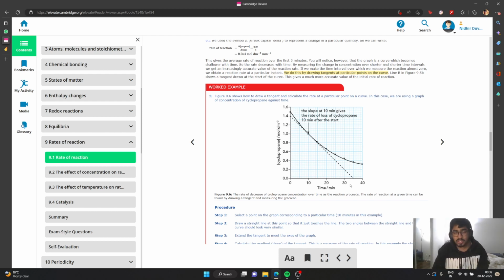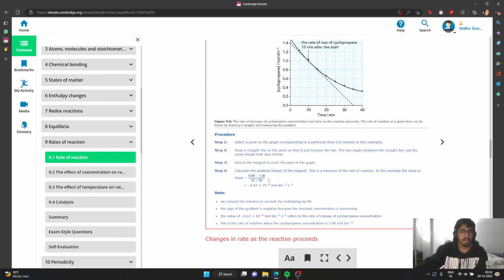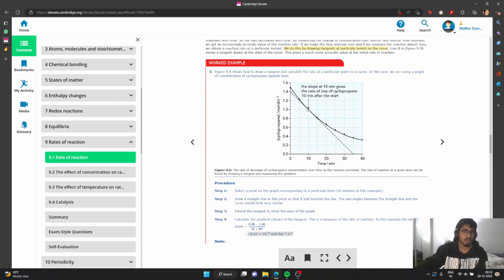Sorry. So we just find a tangential line, and then you find the slope of that line. Of course, the slope can be positive or negative. In this case of cyclopropane, the concentration is decreasing, so the rate will be negative. In this sense, this is what they find. You know how to find the slope.